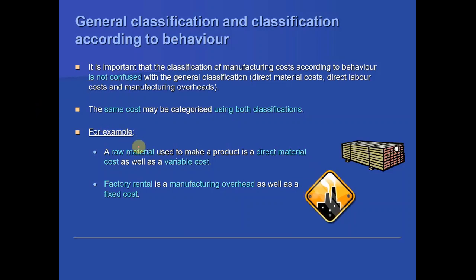So we can see that direct material is the general classification for the raw material, whereas the variable cost is the cost behavior. Factory rental, the manufacturing overhead, is the general classification, whereas the fixed cost is the behavior classification.